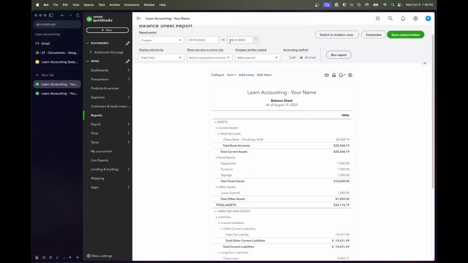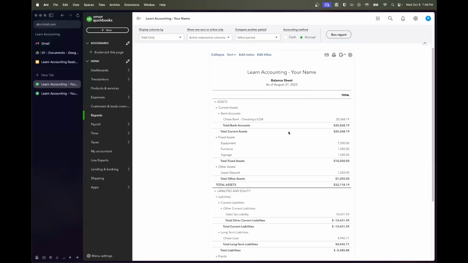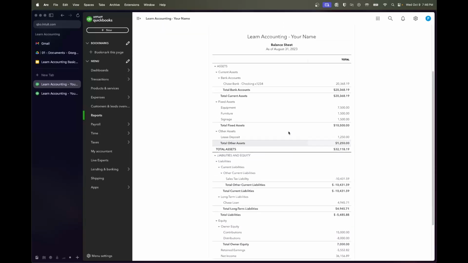I know that there's a start and an end date, but that is for a different purpose in QuickBooks. Really, a balance sheet is only as of one date, which is your end date. So what we can do here as well is set this to 8/31/23 and have the same day, right? And if you run the report, you'll see that it is the exact same balance sheet.